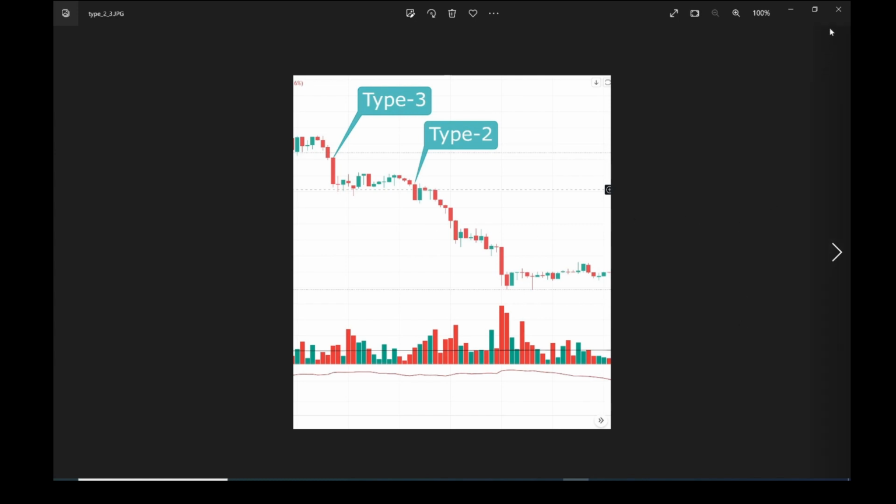Well, spotting a momentum candle is not the end of the story. We have to spot the momentum candle at the right location. Meaning, let me show on the chart.